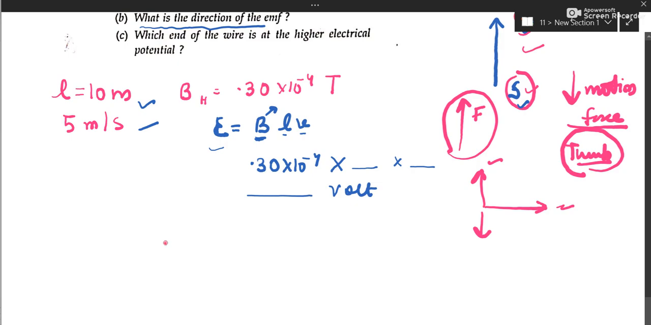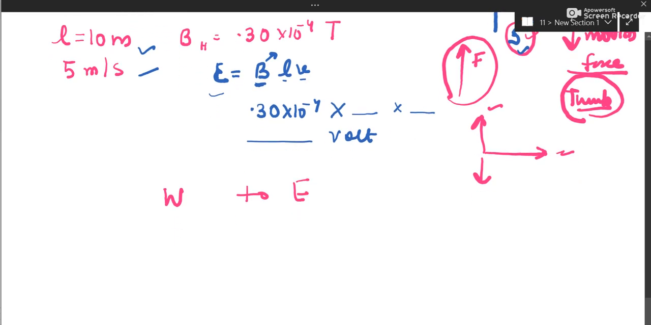So what is the direction of induced current? Induced EMF, west to east. Exactly. And that is the answer. After that, we have to see which end of the wire is at higher electrical potential. So if current is flowing from west to east, we know that current flows from higher potential to lower potential. So the western end is at higher potential.